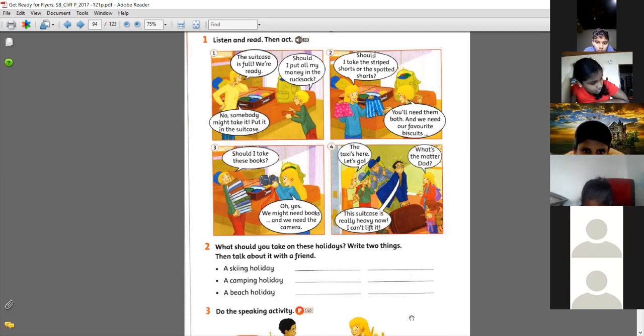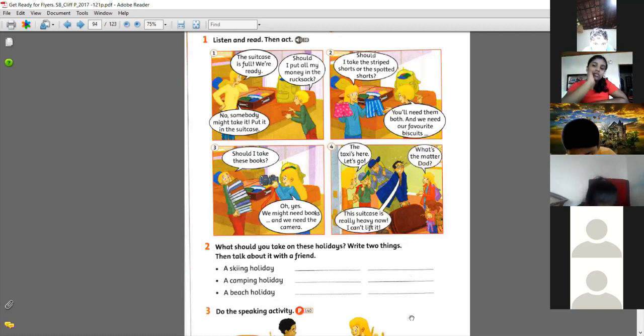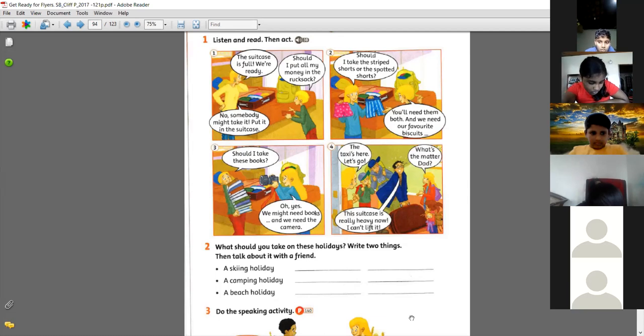Teacher, can I tell? Yes, start. In a skiing holiday, snow boots and goggles. In a camping holiday, sleeping bag and torch. In a beach holiday, sunscreen and sunglasses. Okay. All right. Others?